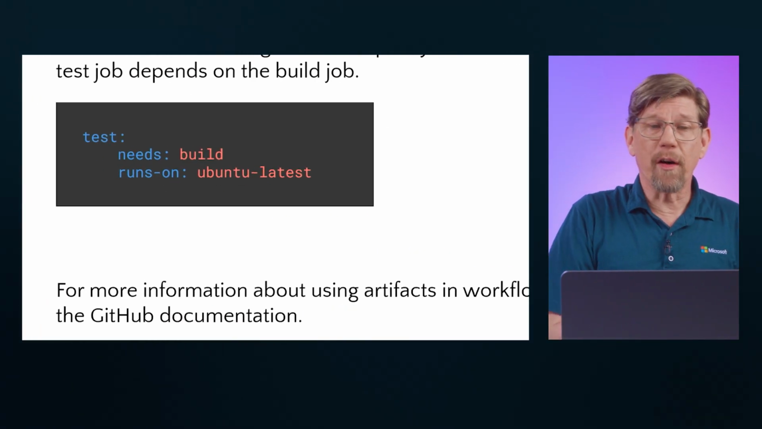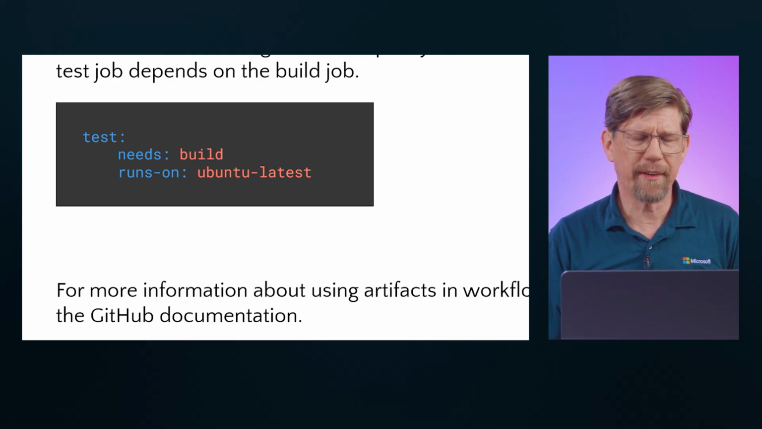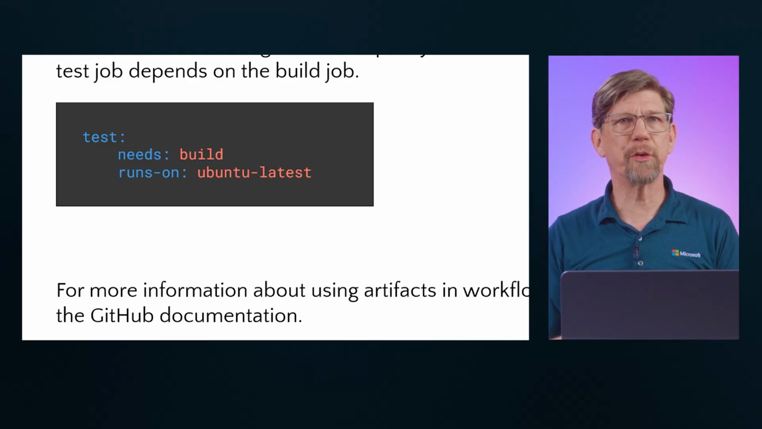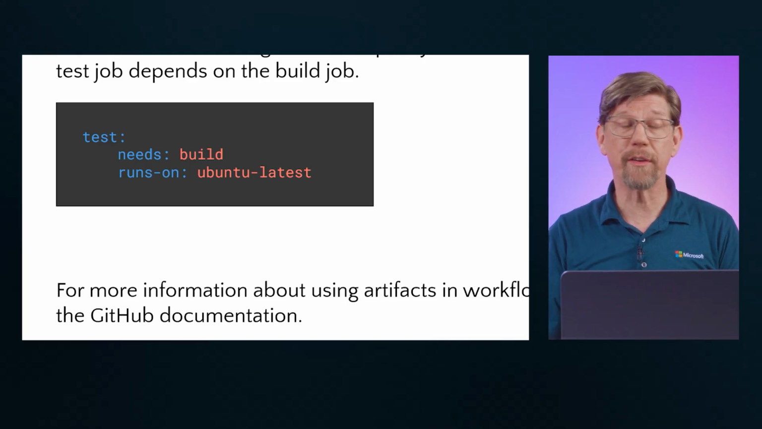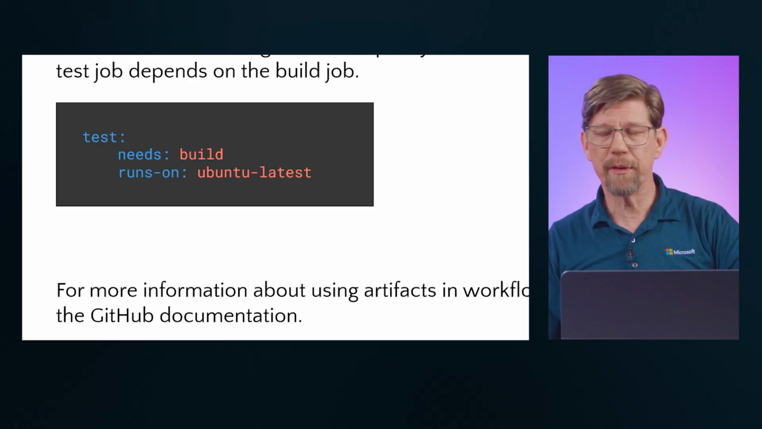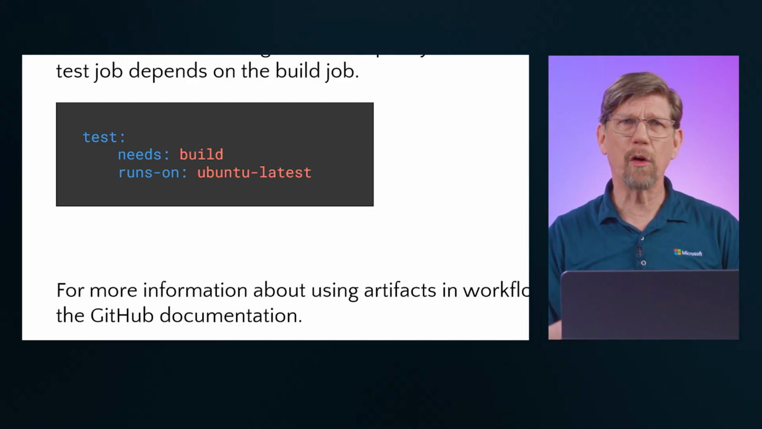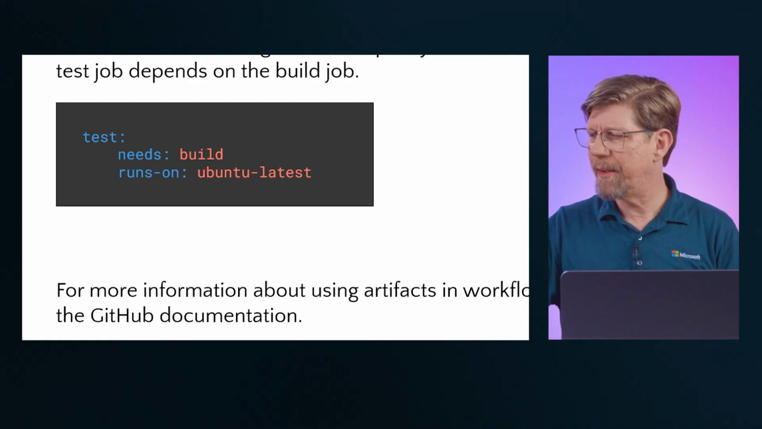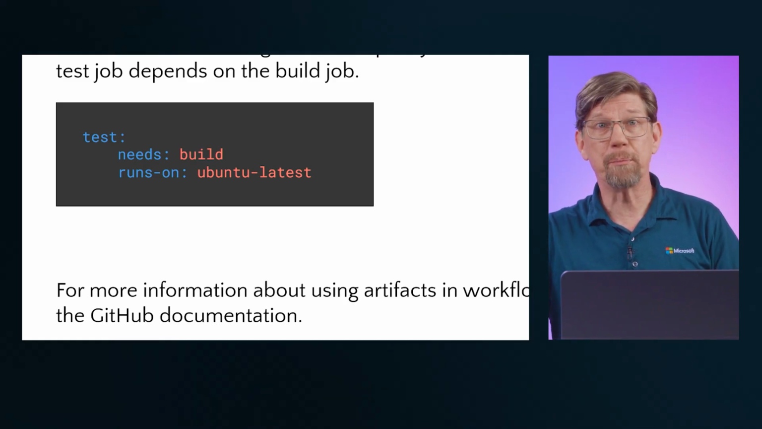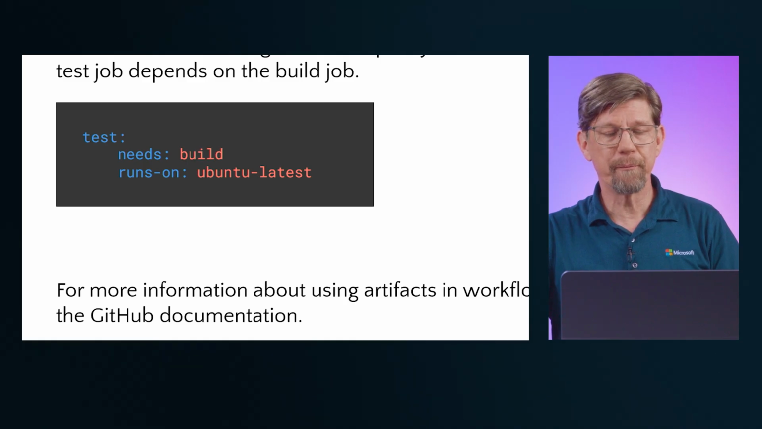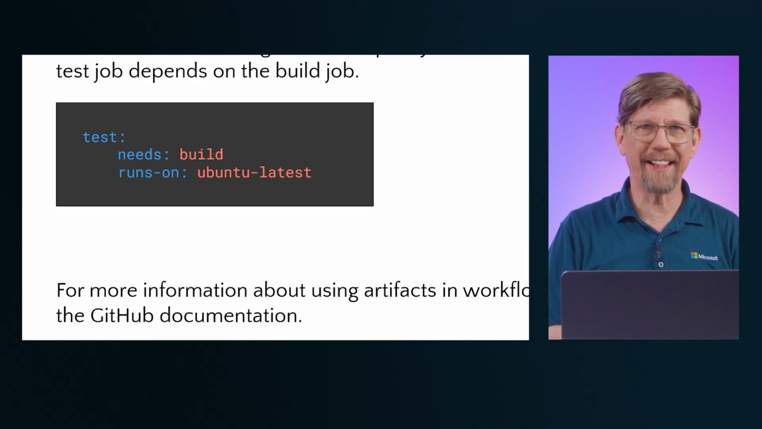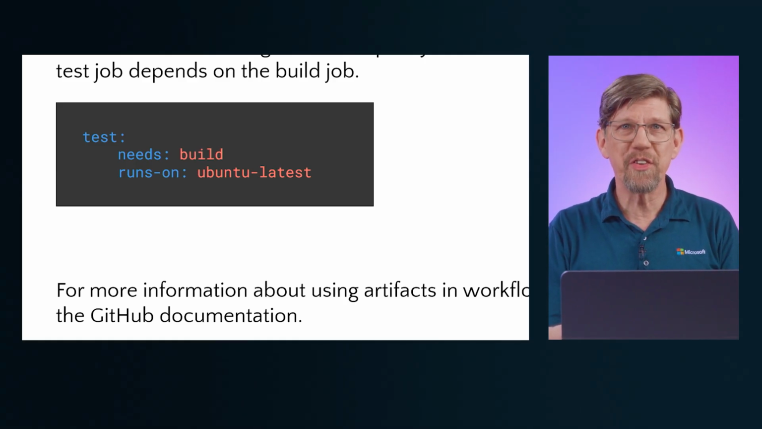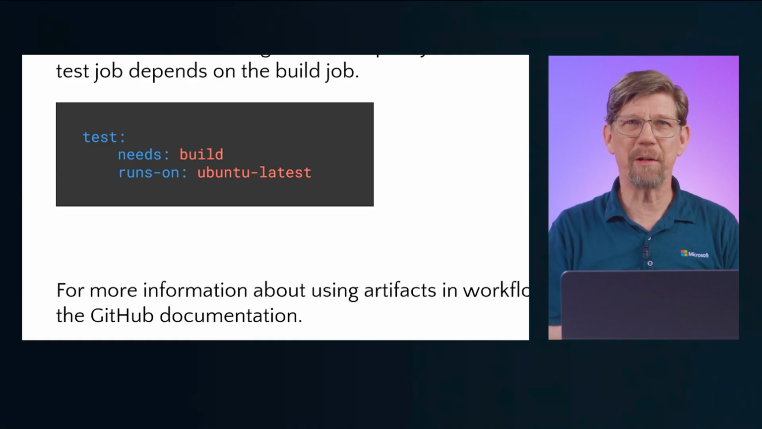Now, the other part, and I'm swinging back over to this section here, is when you have multiple jobs. Let's imagine that I had a CI job, a build job, a test job, and maybe a deploy job. If you are not careful in GitHub Actions, the default is for all jobs to run at the same time.